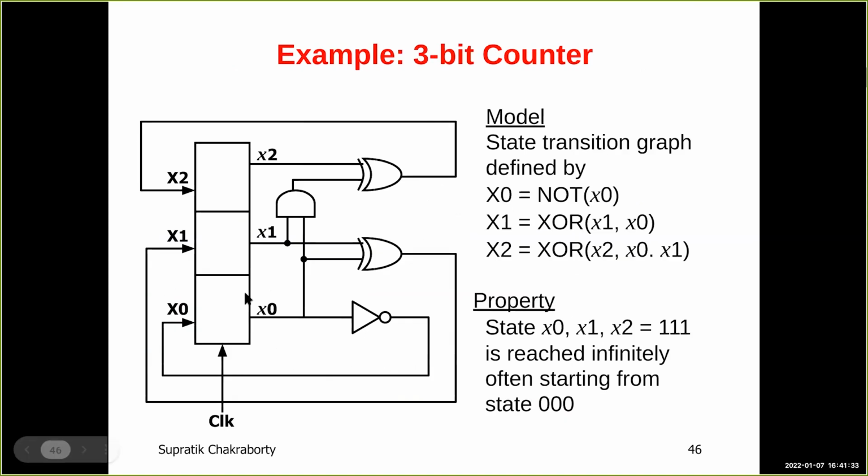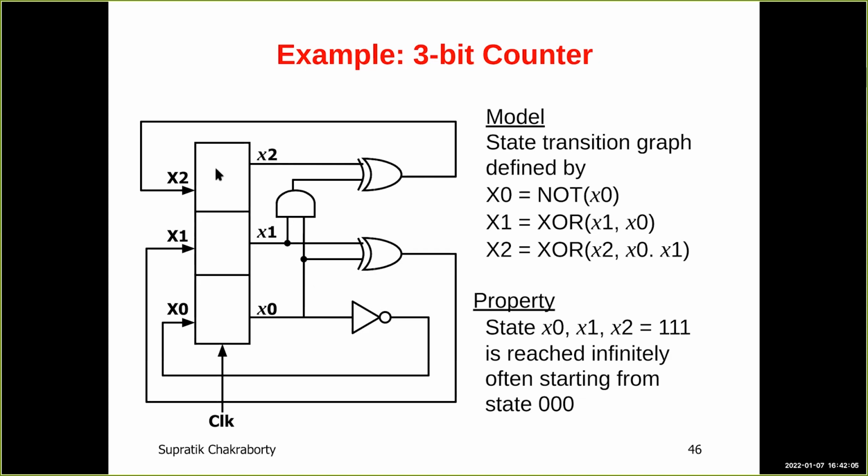So here is our favorite circuit, and this has a state space of size 8. But what I want to do is, I don't want to represent that state space explicitly. I want to represent this circuit. So basically, I want to say what is the next value of x0 from the current values of x0, x1, x2? I want to write out the next state, the state transition equation, so to say. The next value of x0 is not of the current value of x0. The next value of x1 is XOR of the current value of x1 and the current value of x0.